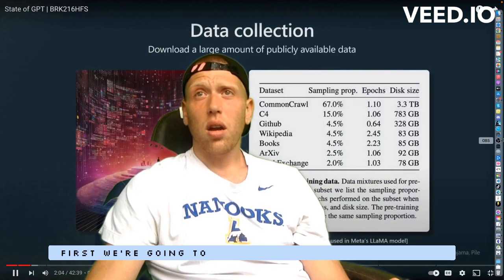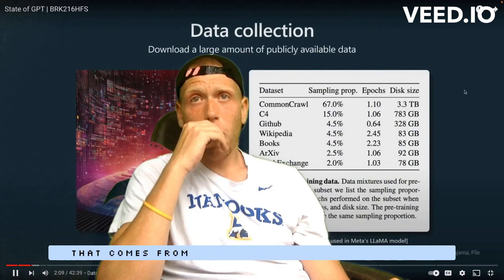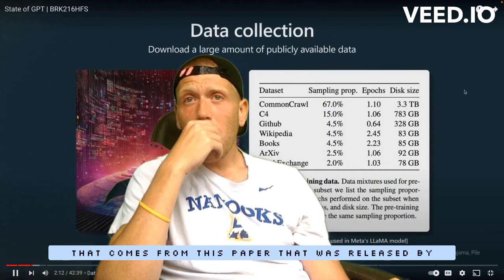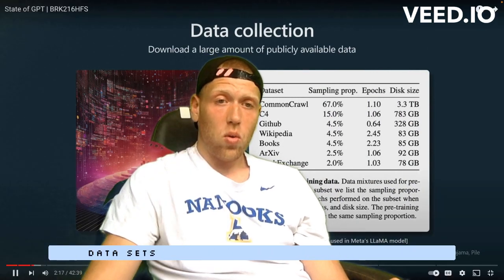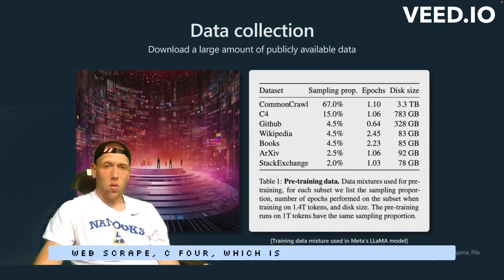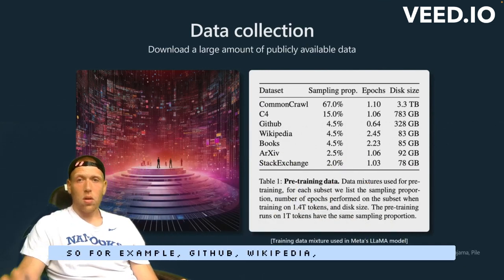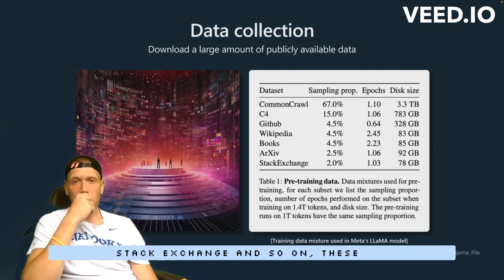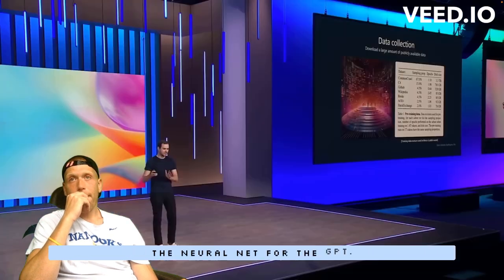First, we're going to gather a large amount of data. Here's an example of what we call a data mixture that comes from this paper that was released by Meta, where they released this llama-based model. Now you can see roughly the kinds of data sets that enter into these collections. So we have Common Crawl, which is just a web scrape, C4, which is also Common Crawl, and then some high-quality data sets as well. So for example, GitHub, Wikipedia, books, archives, Stack Exchange, and so on. These are all mixed up together, and then they are sampled according to some given proportions, and that forms the training set for the neural net, for the GPT.